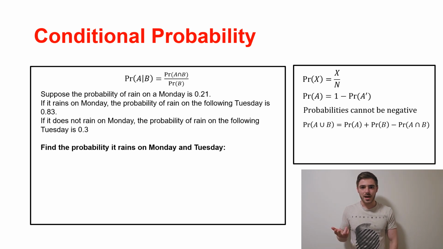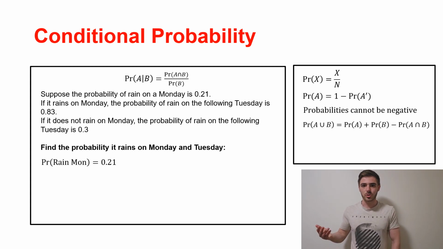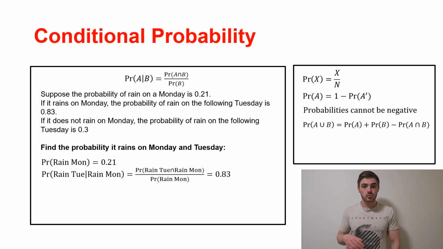Well, a good place to start is to write out all the probabilities that we're told in terms of math equations. So we can start with the probability of rain on Monday. We know that's just 0.21, so we're going to say P(R), rain on Monday, equals 0.21. Nice and simple. We also know that the probability of rain on Tuesday is 0.83 if it rained on Monday. This is a conditional probability.